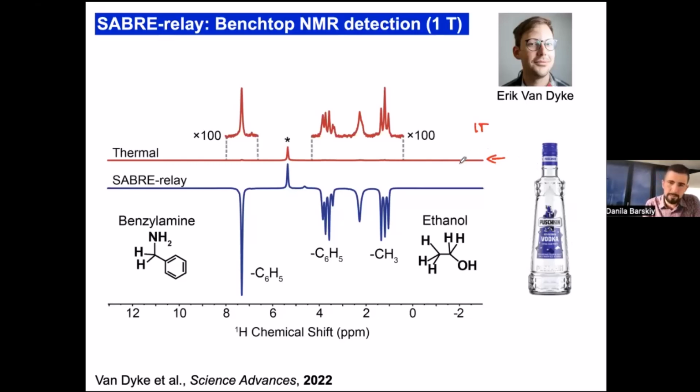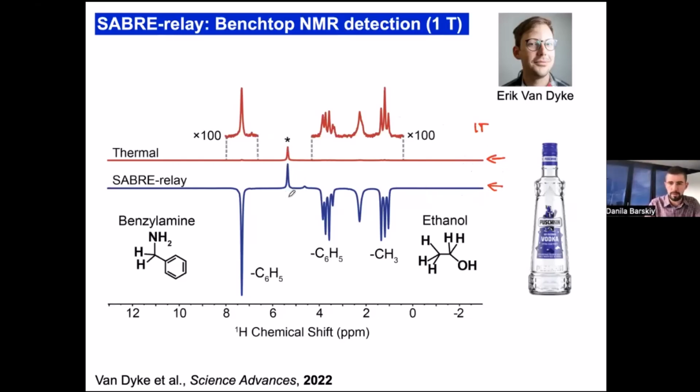You can, in principle, get a better sensitivity than here for the solution at 1 Tesla if you use higher receiver gain. We deliberately put the lowest receiver gain because we want to compare apples to apples, exactly in the same conditions with the hyperpolarized spectrum. And that's what we see in comparison when we do about 20 seconds of parahydrogen bubbling.